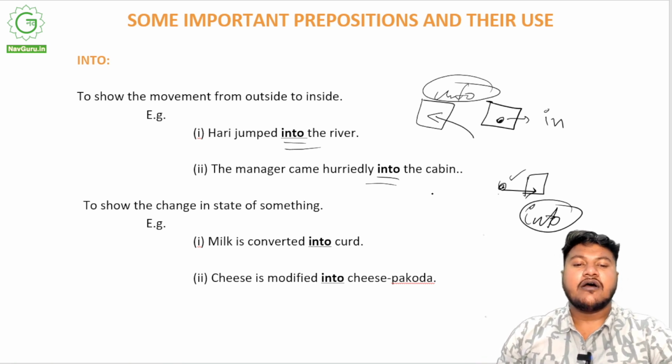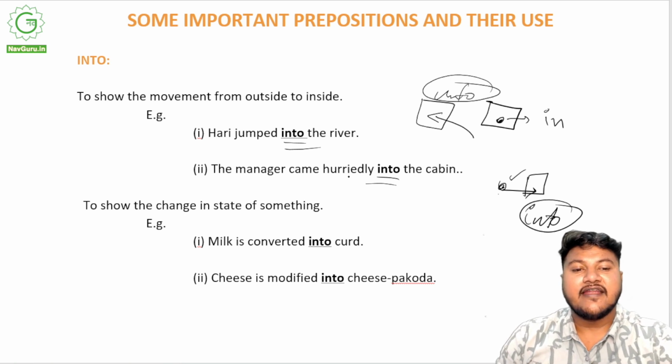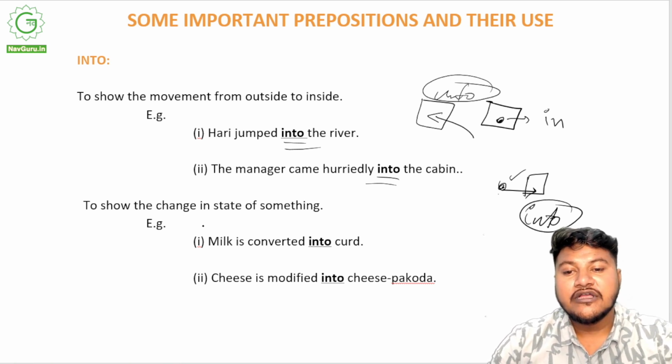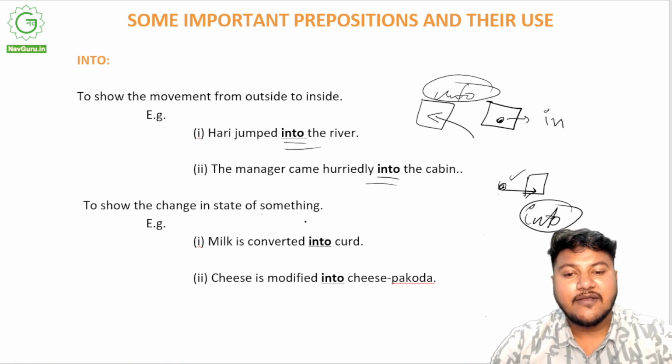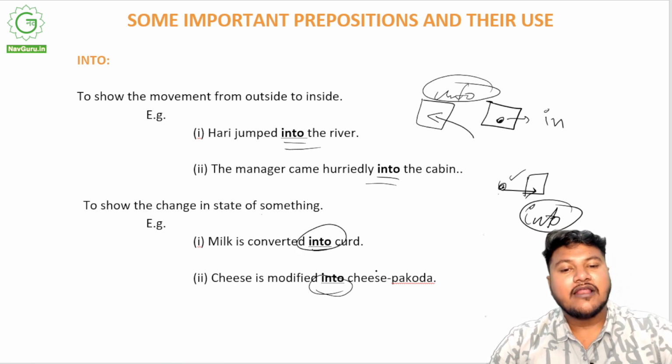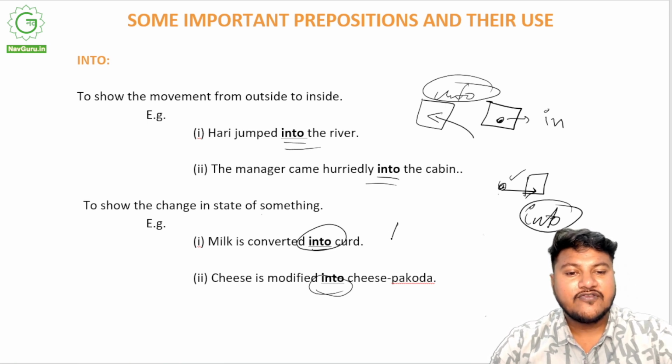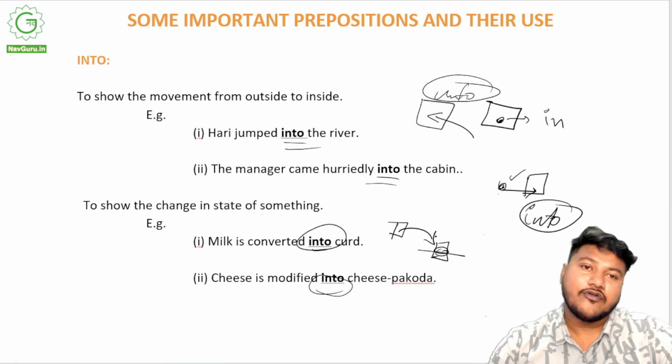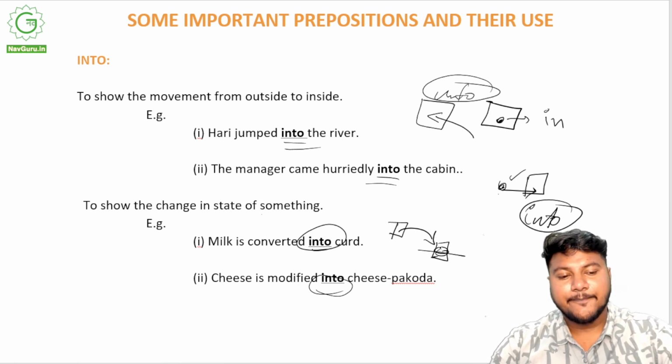Also, if something is changing its state, and you have to show the change in the state of something, you'd also use into there. For example, milk is converted into curd, right? Cheese is modified into cheese pakora. Again, a similar thing is happening. It was something else earlier, and then it transforms into something. So it has to go from the outside to the inside.